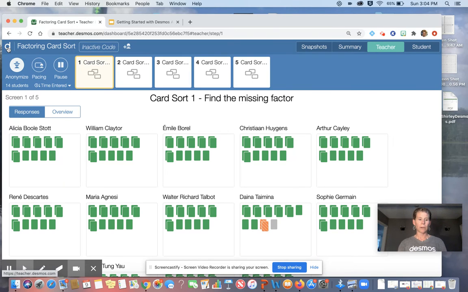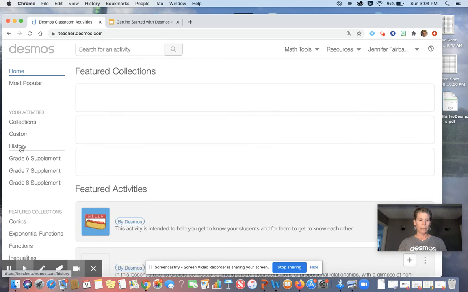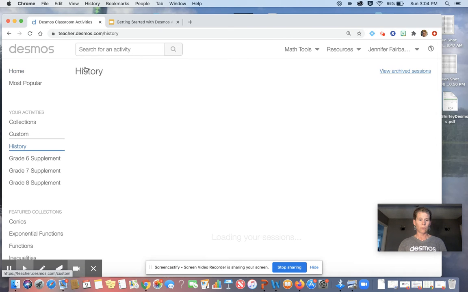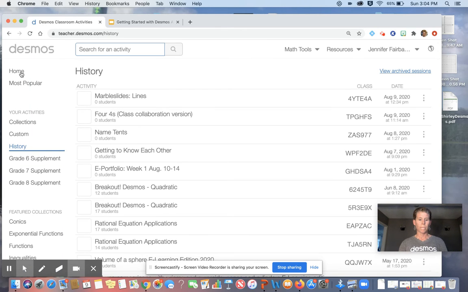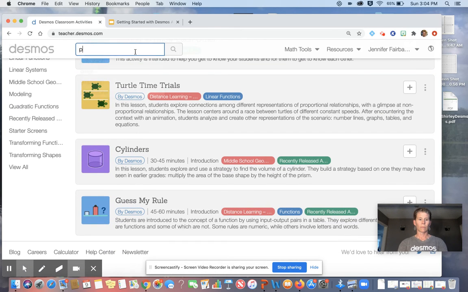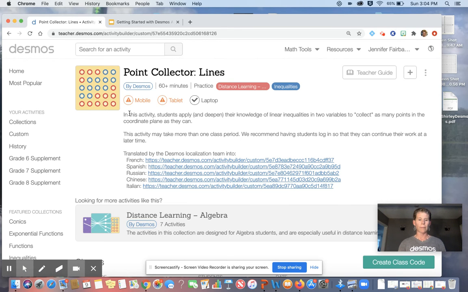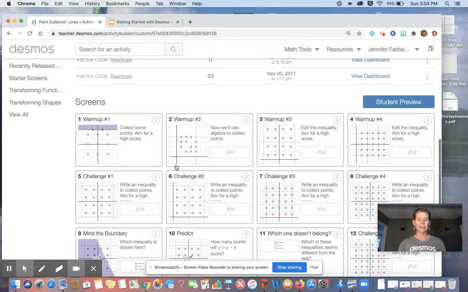I'm going to go back to my history and show you two more. Actually, I don't need to be in my history. I'm just going to search for point collector. So point collector lines is similar to coin capture. This one is a lot of fun.